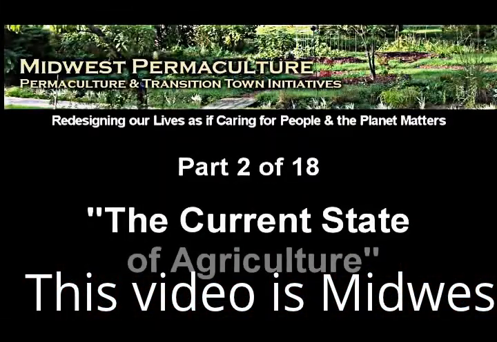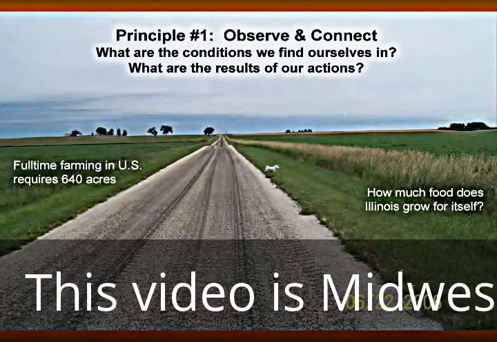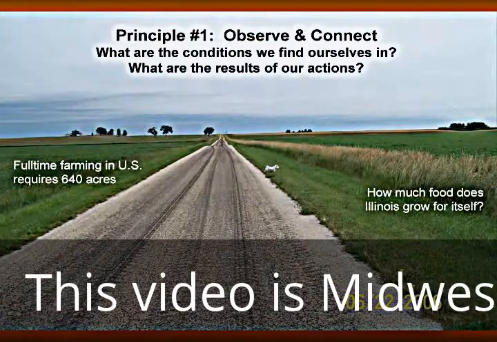But history and logic will demonstrate that if you're going to have permanent culture, first you've got to figure out a way to have permanent agriculture. So let's take a few minutes and explore industrial agriculture as it exists today. Again, we're going to look at principle number 1, observe and connect. There's not a lot of judgment involved here. We're just looking at what is, what are the conditions we find ourselves in, and what are the results of our actions. So this is sort of the scientific approach to analyzing it.